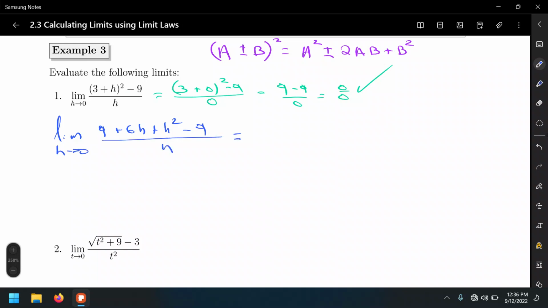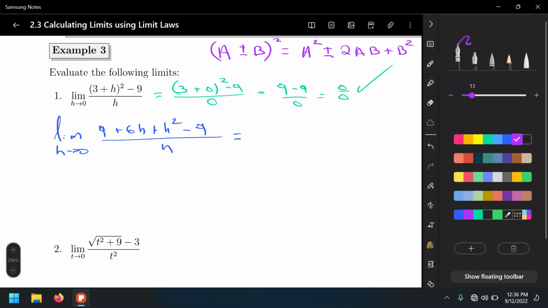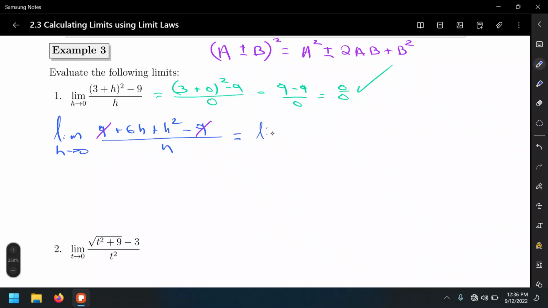And let's go ahead and simplify whenever we can. For example, we can cancel these two 9s here, and then from here we're left with limit 6h plus h squared over h as h approaches 0. Now we can further simplify this expression because the numerator has a common factor of h. So that's h times 6 plus h over h as h approaches 0.